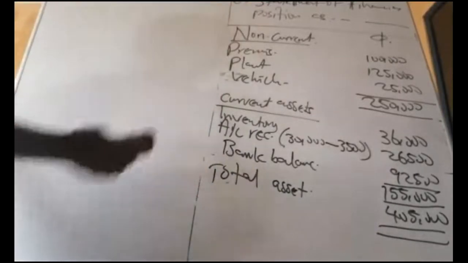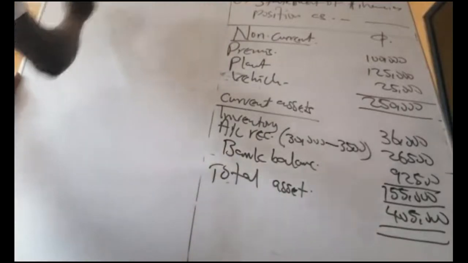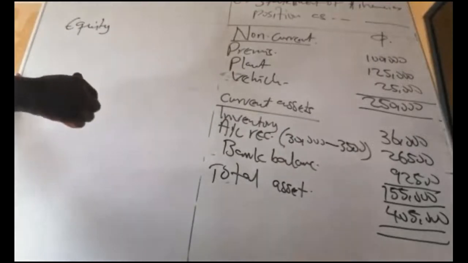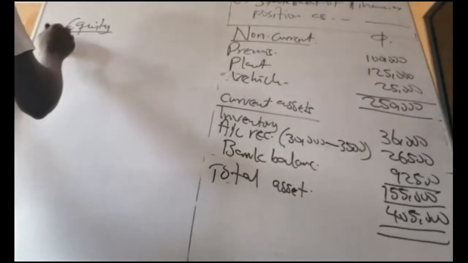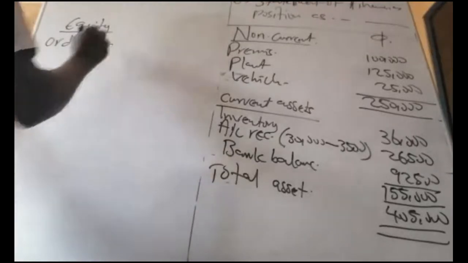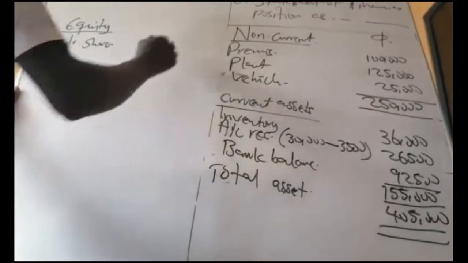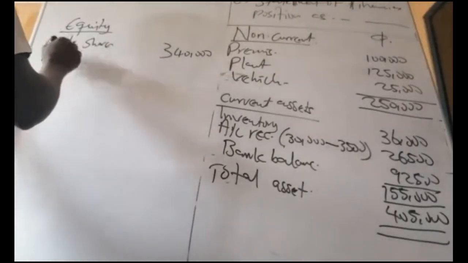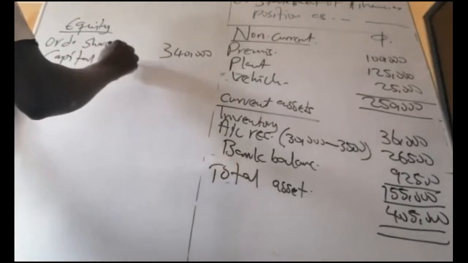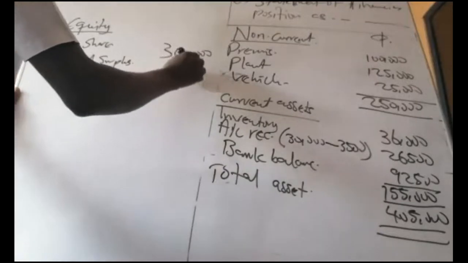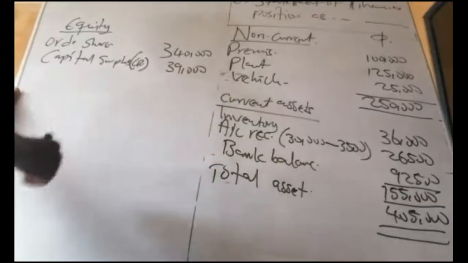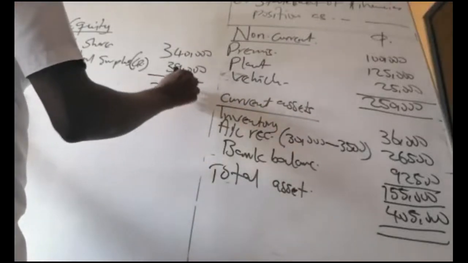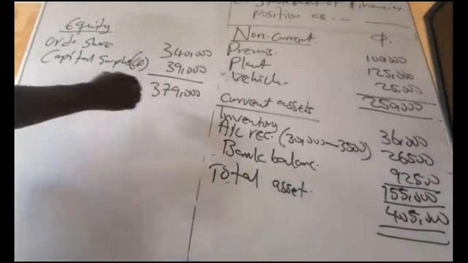Equity is left with only stated capital. That's the ordinary share, so you can just write ordinary share. The ordinary share value was 340,000, if I remember. Then there's no income surplus. There's a capital surplus of 39,000, the difference that we had coming from the capital reduction. We put it together and you have 379,000. Good. Now let's go to the liabilities.